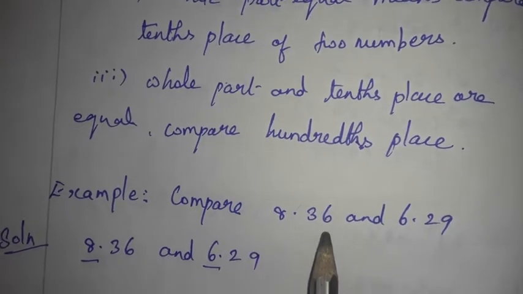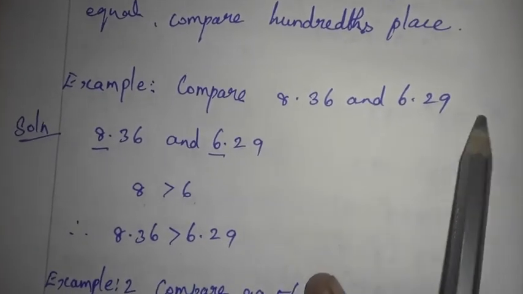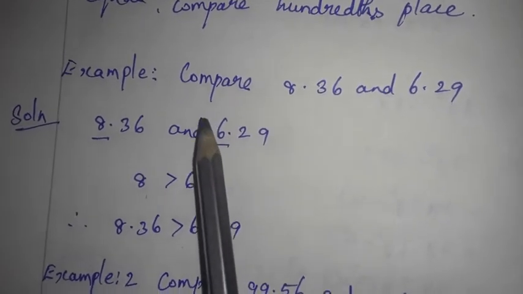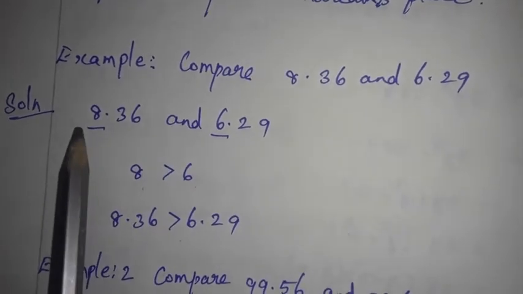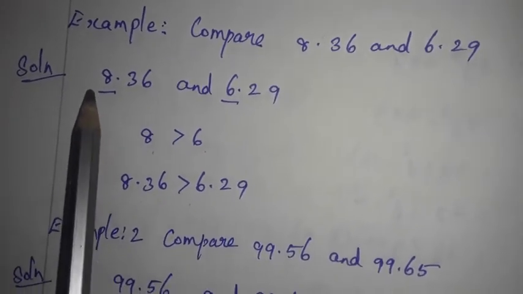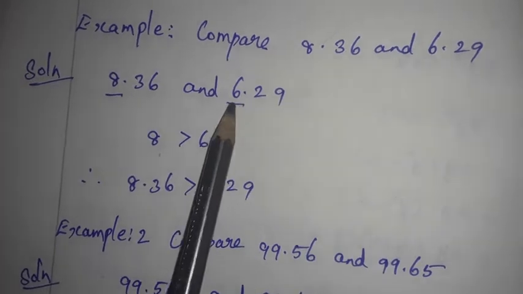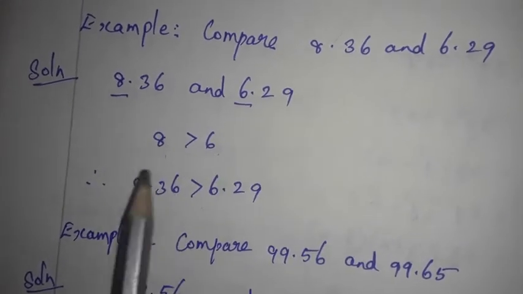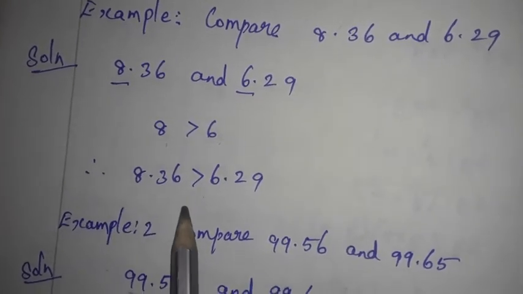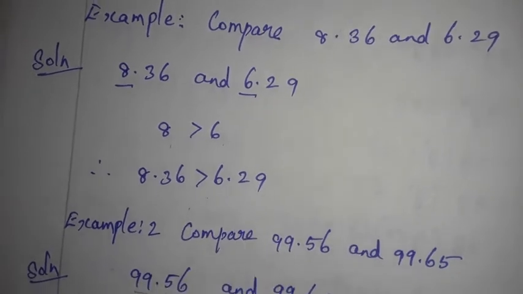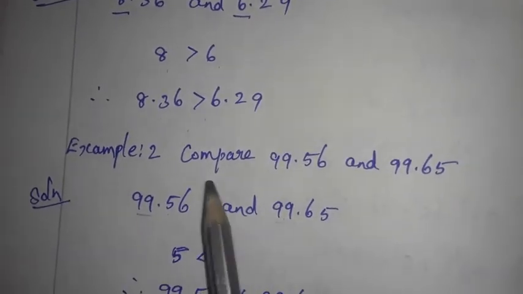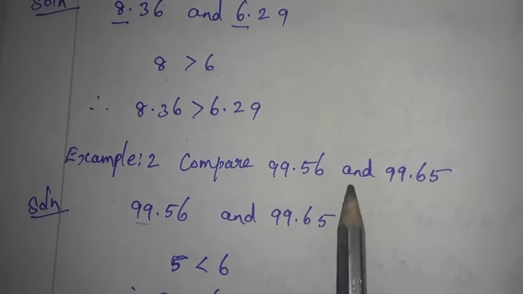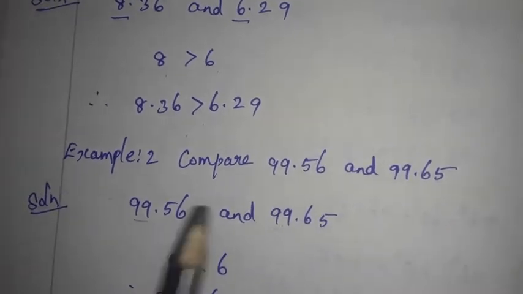Compare 8.36 and 6.29. The first step is you have to compare the whole part of the decimal numbers. The whole parts of the decimal numbers are 8 and 6. We know that 8 is greater than 6. Therefore, 8.36 is greater than 6.29.